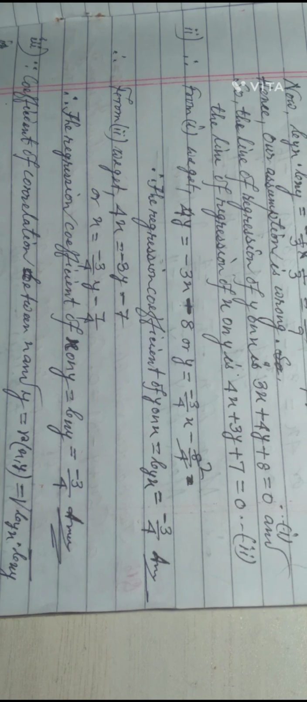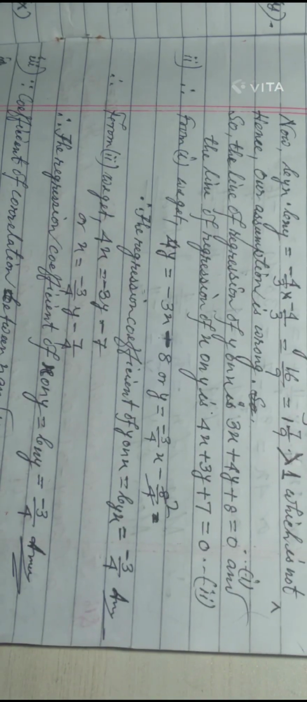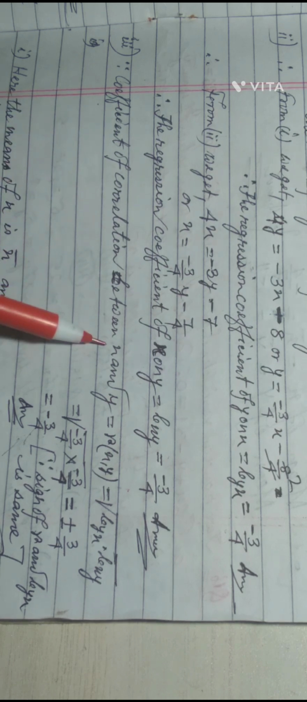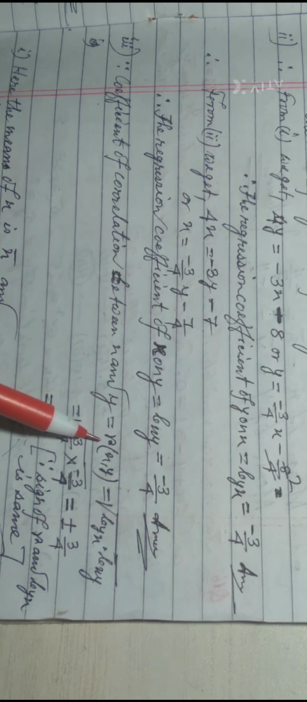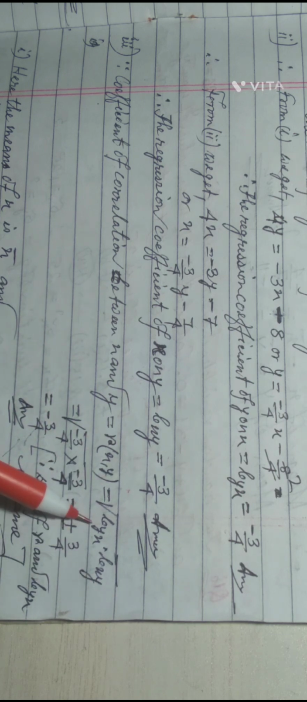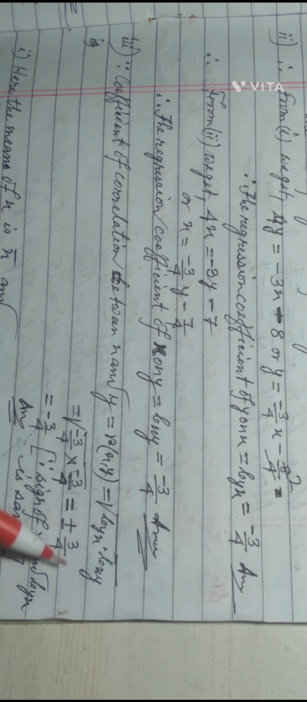After that, the third question. What was the third question? The coefficient of correlation. The coefficient of correlation, what will be? The coefficient of correlation between x and y, that means rxy, equal to root over byx into bxy. And here we get byx equal to minus 3 by 4 and bxy equal to minus 3 by 4. After multiplication, we get both 3, 3.